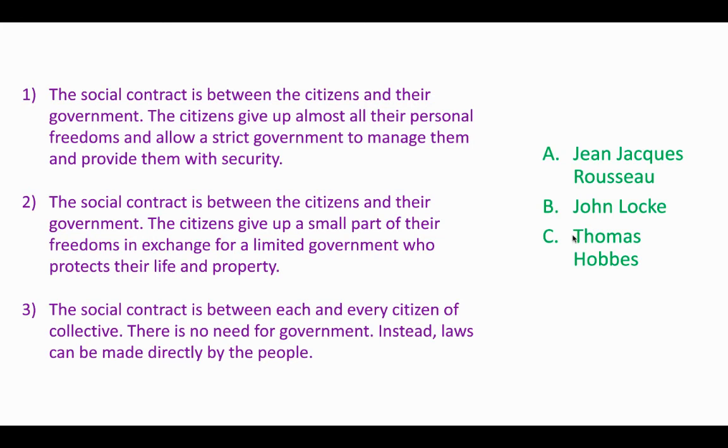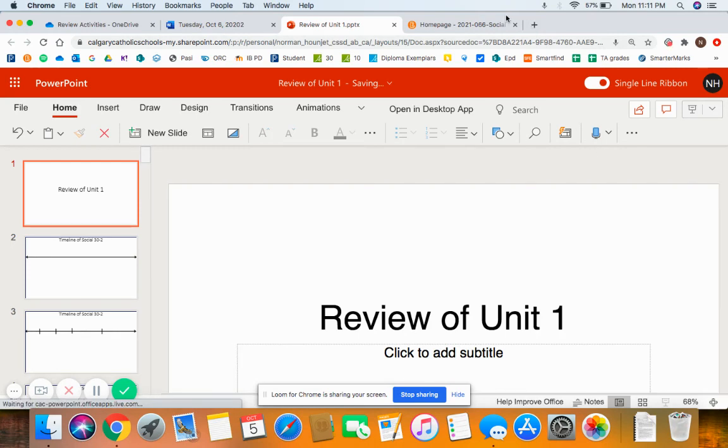All right, how did you do? Number 1, citizens give up almost all their personal freedom. So 1 is Thomas Hobbes, 2 is John Locke. 3 is A, J.J. Rousseau. Good. Right on.